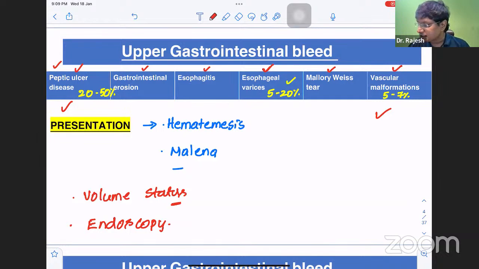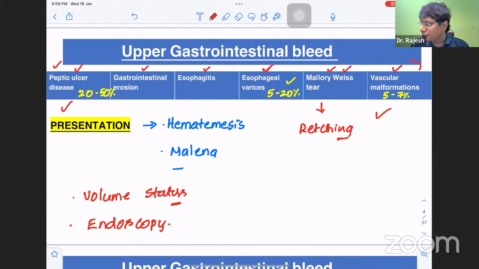Now, how will you suspect the Mallory-Weiss tear? For example, if the patient gives you a history of acute bleeding preceded by heavy alcohol ingestion, or if the individual gives you a history of retching, then you have to suspect the Mallory-Weiss tear.